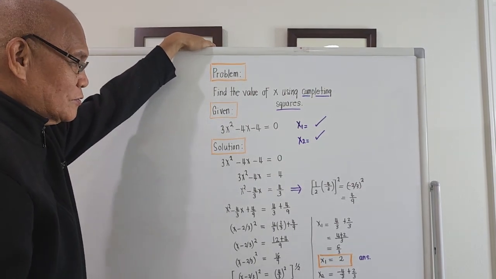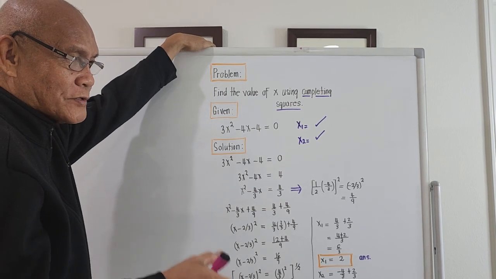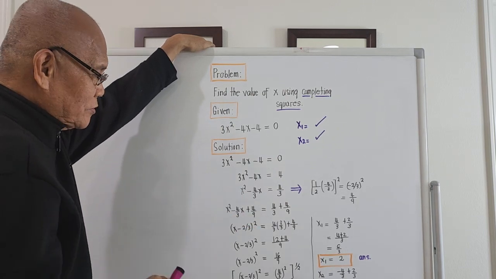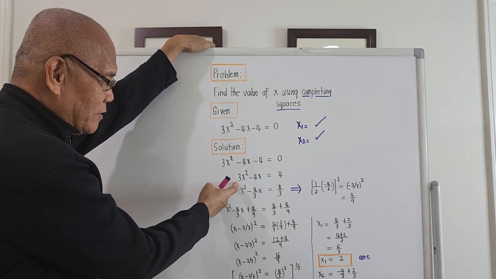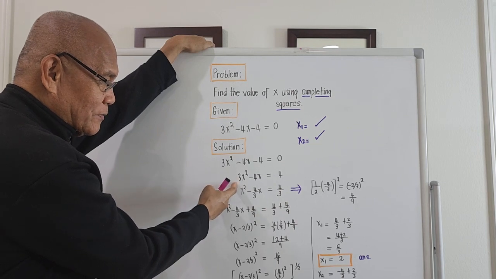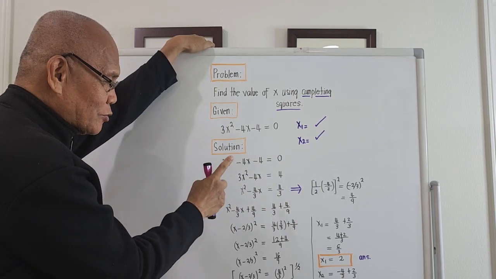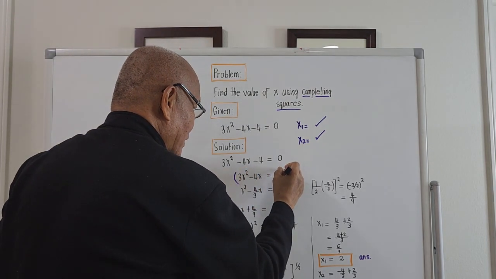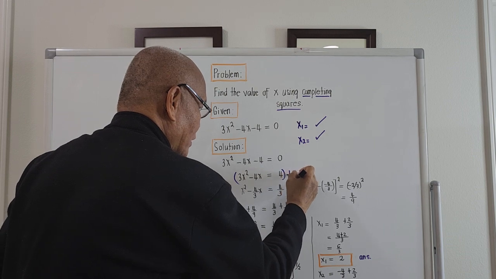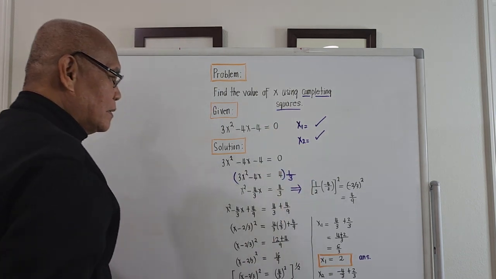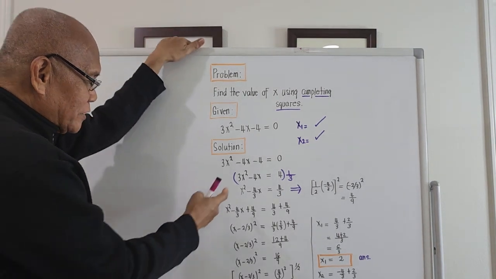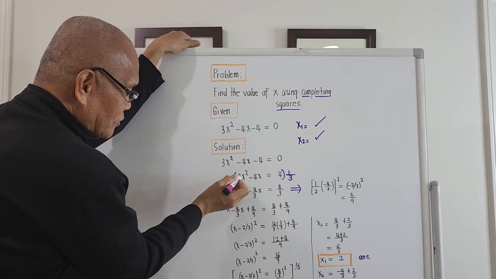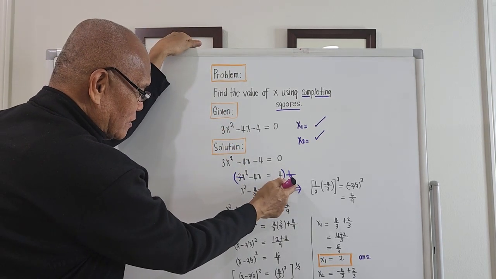The next step is to make the coefficient of x squared unity, meaning it is 1. So we have to eliminate this 3 here. To make the coefficient of x squared unity, we will multiply all terms by 1/3. So 3x squared times 1/3 becomes x squared, because this 3 cancels with this.